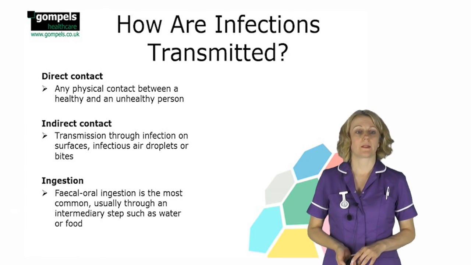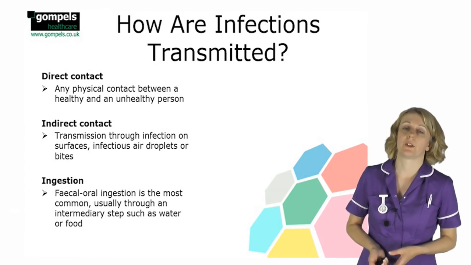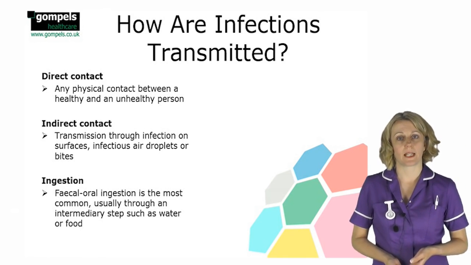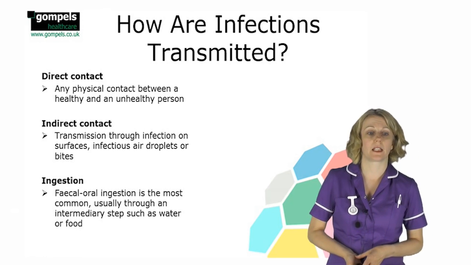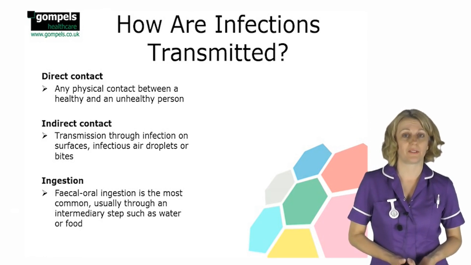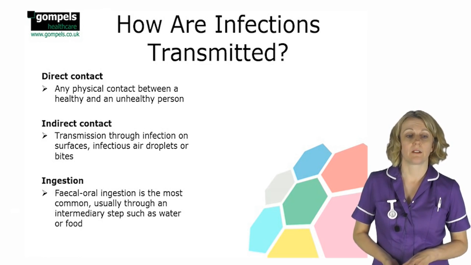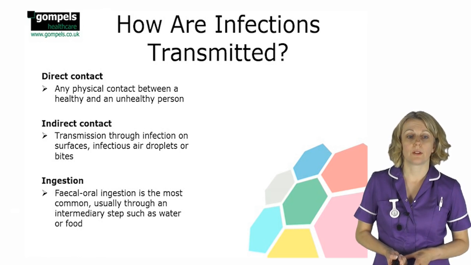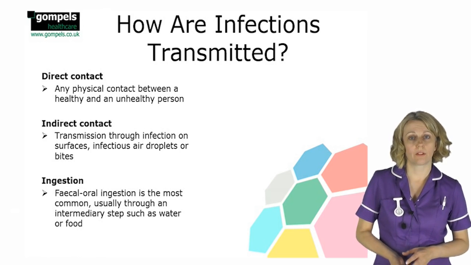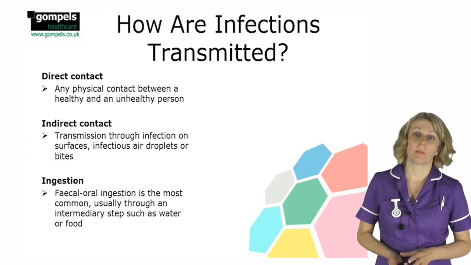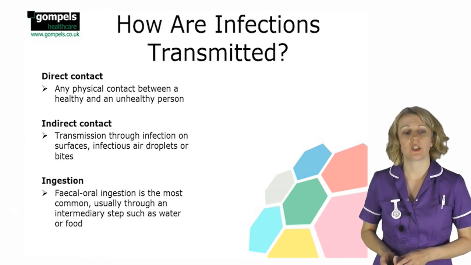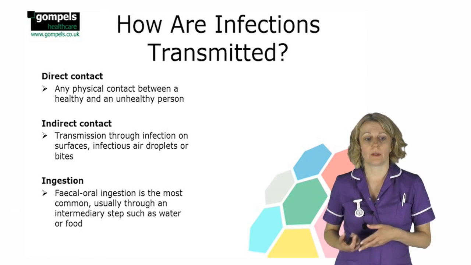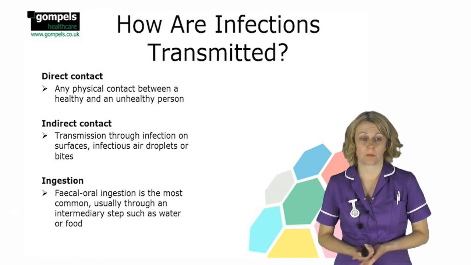How are infections transmitted? So there are a number of ways in which infections can be transmitted. So first of all, the most obvious one is through direct contact. And this is through any physical contact between a healthy and an unhealthy or infected person. And then indirect contact. This occurs when transmission occurs through the infection on surfaces, or through infected air droplets, or through a bite, for example. And then finally, ingestion. So fecal oral ingestion is the most common, and this is usually through an intermediary step, such as food, for example, or water.